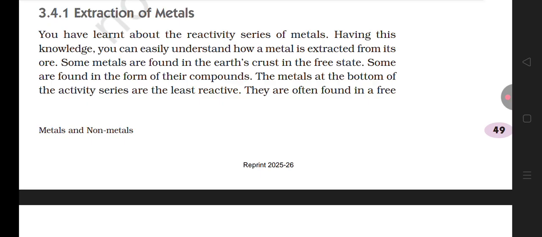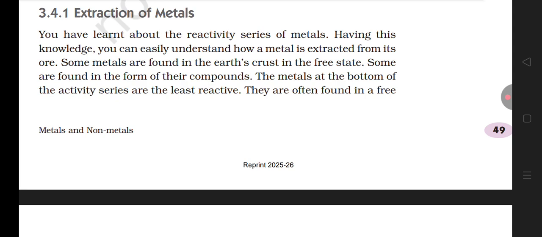The metals at the top of the activity series, that is calcium, potassium, magnesium, aluminium, are so reactive that they can never be found as a free element. The metals in the middle of the activity series, like zinc, iron, lead, are moderately reactive. They are found in the earth's crust mainly as oxides, sulfides, or carbonates.